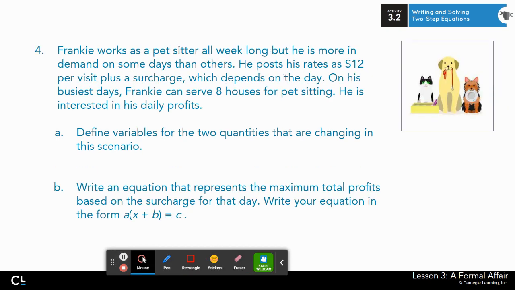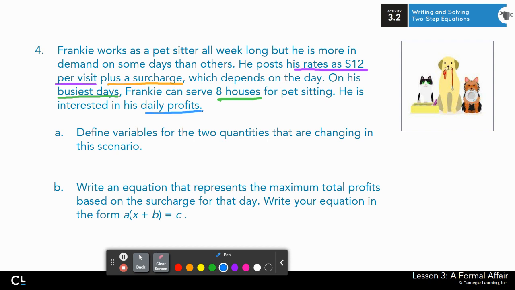And number 4, Frankie works as a pet sitter all week long, but he is more in demand on some days than others. He posts his rates as $12 per visit plus a surcharge, which depends on the day. I underlined that his rate was $12 per visit plus a surcharge, which is an additional charge. On his busiest days, Frankie can serve 8 houses for pet sitting. He is interested in his daily profits.